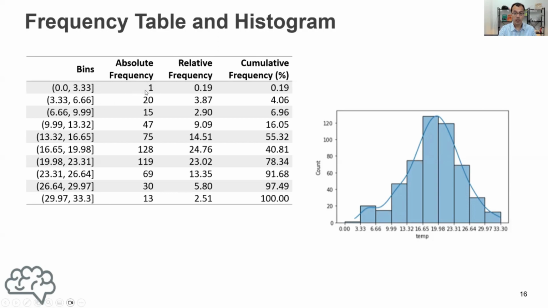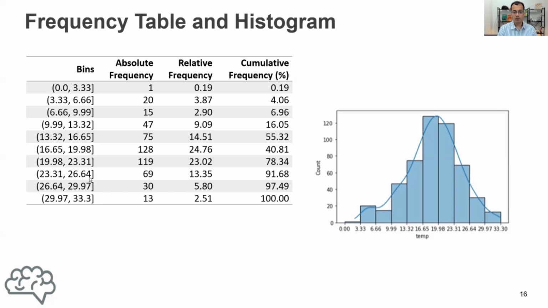And as we can observe, in the first bin we have a single object, and this is very probably an anomaly or an outlier because its frequency of occurrence is so much smaller than all the other bins that it can be considered an anomaly. Then we have the relative frequency and the cumulative frequency, which we have already studied.